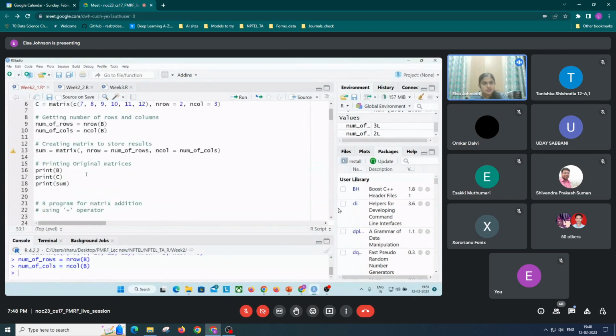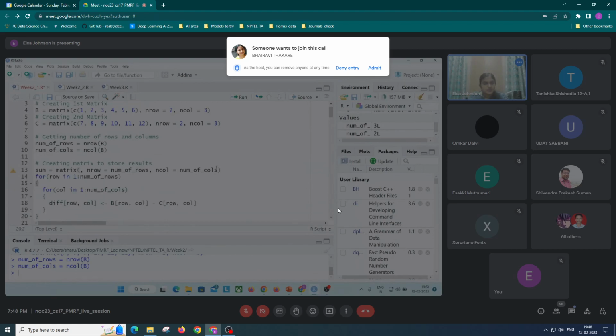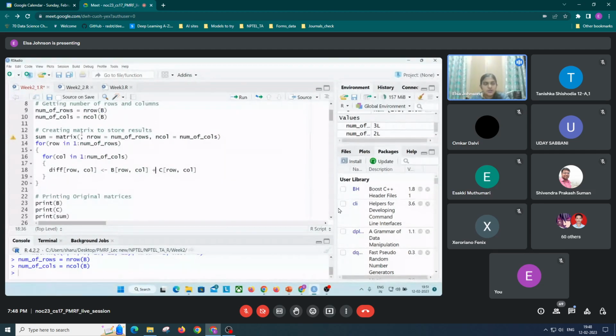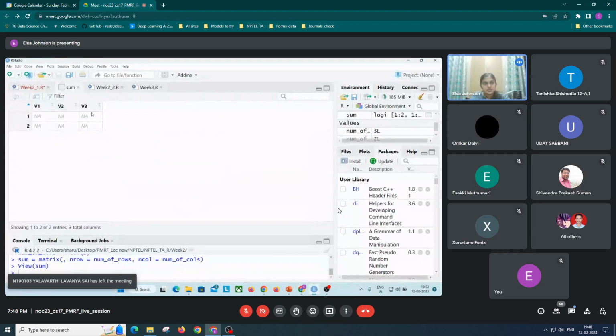So first I'll do a sum matrix which can print this one, and then I'll be doing it for each of the elements separately, to see how the sum addition can be done. Right now we have stored the number of rows and columns in this one. So we are creating a sum matrix like this. If you see what sum is, it's an empty matrix with the number of rows and columns of M.